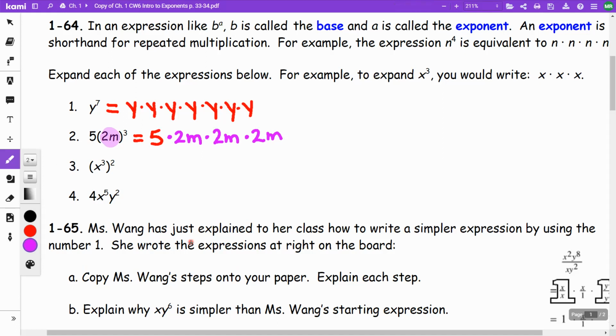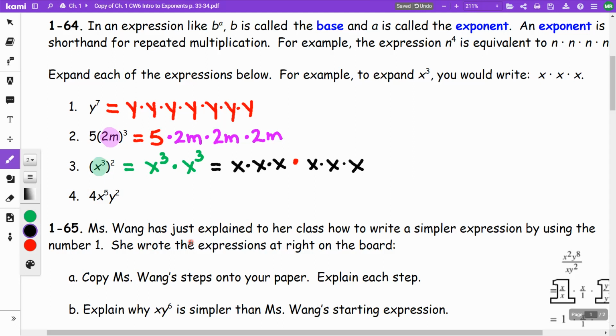Now, the next one, what we have here is this x to the 3rd that's going to be raised to the 2nd. So for this I'm going to have an x to the 3rd times an x to the 3rd. I have that twice. Now I'm going to expand each of those. So my x to the 3rd is going to be an x times x times x, times my other x to the 3rd, which is going to be another x times x times x. That's expanded form.